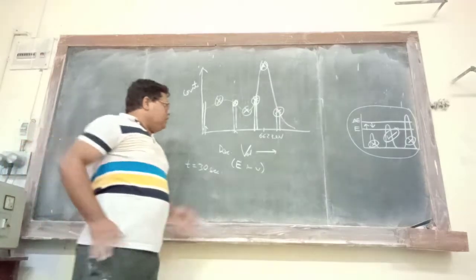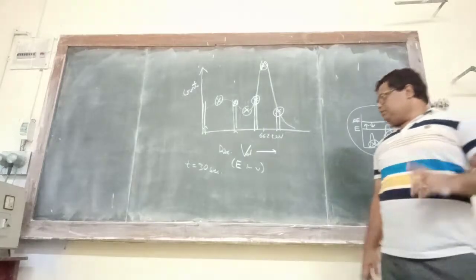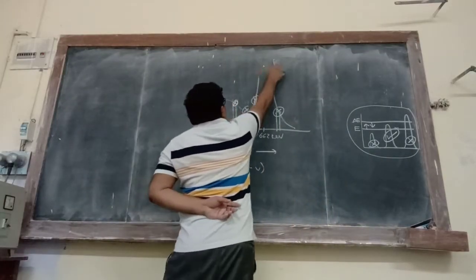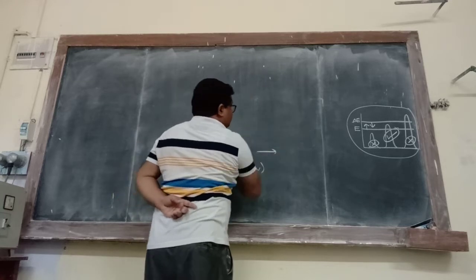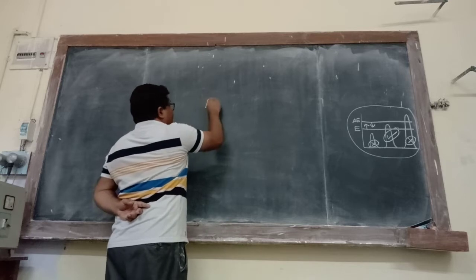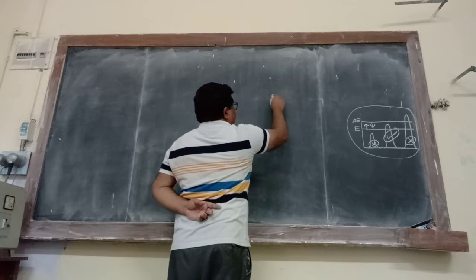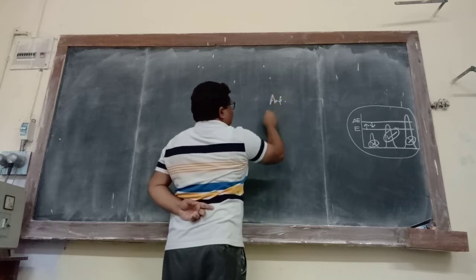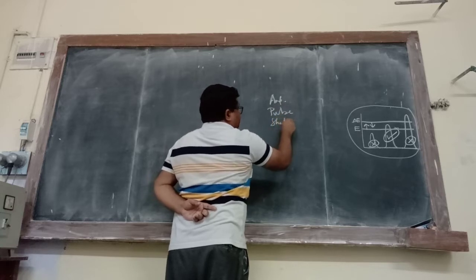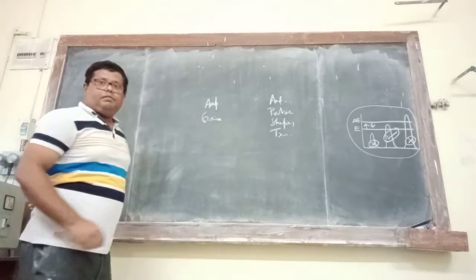Now there are also certain interesting points over here. There are 2 points to be noted. One is the amplifier gain, and another is the amplifier pulse shaping time. Now, amplifier gain means what?